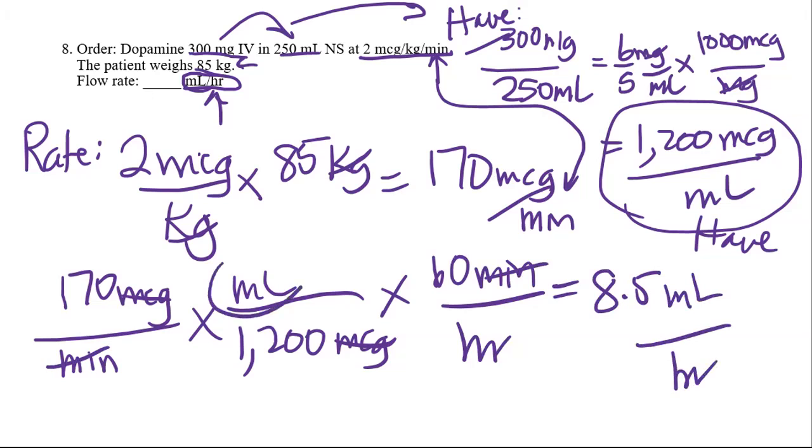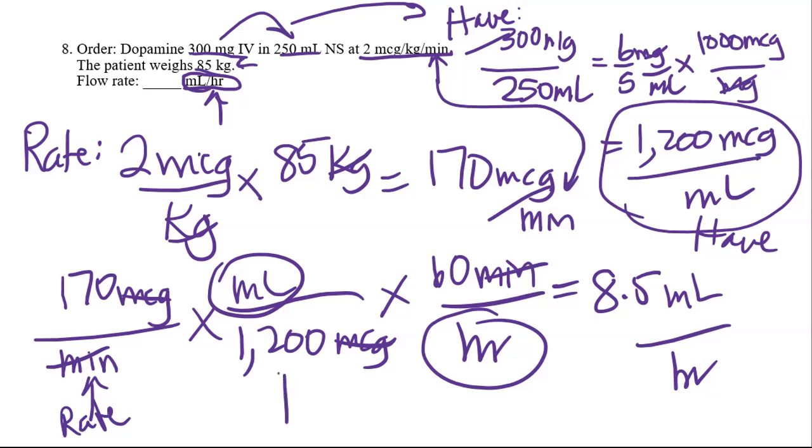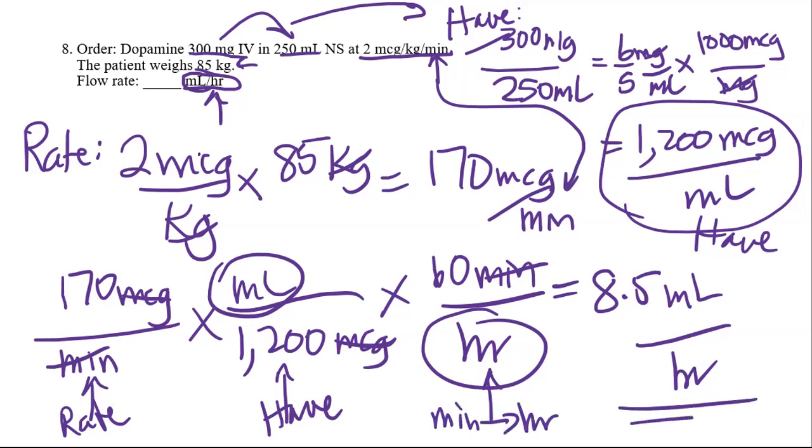And that's because we have this here, we have this here. So this is actually the amount we're giving, in micrograms per minute. That's the rate that we figured with the weight. And then this is what you have. And this is a time conversion, minutes to hours. And that's how we got milliliters per hour. And this is the correct answer. Or you could just say 9 milliliters per hour, which is the correct answer they gave.